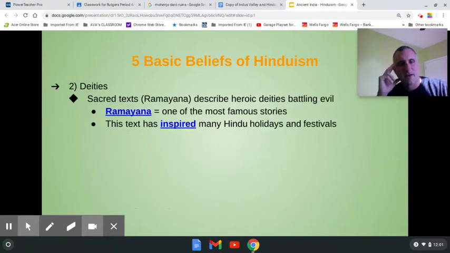Deities, and to end it, sacred texts. The Ramayana is one of the most famous stories. This text has inspired many Hindu holidays and festivals. True that. We just had Diwali. They were setting off some fireworks in the front yard last Saturday.